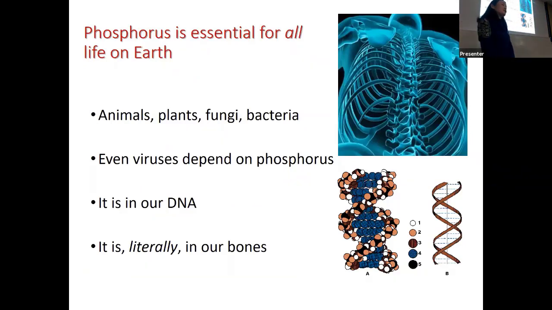Phosphorus is essential for all life on earth, including animals, plants, fungi, bacteria, and even viruses. It is a very important structural component of the cell membrane and nucleic acid.